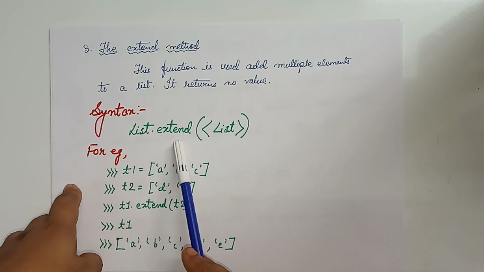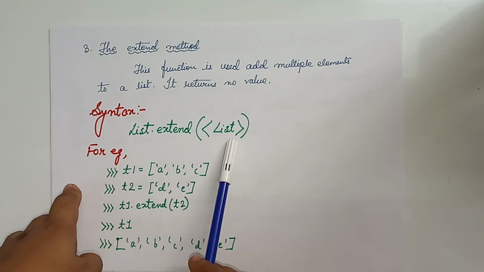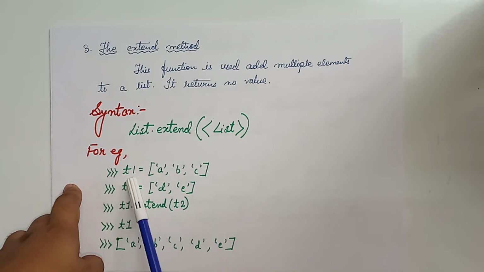When we are going to use extend, make sure we are passing a list and not an element. Let's say T1 and T2. T1 has A, B, C as elements and T2 has D, E. Now we want the contents of T2 to be added at the end of T1. So for this we have to write T1.extend(T2). Now let's see the updated elements of T1: A, B, C, D, E, which were the elements of T2.